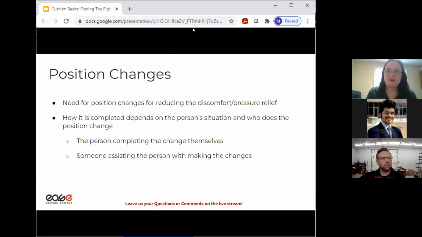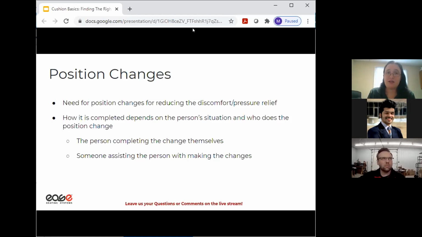So again, people feel like they need to change positions for reducing that discomfort, what we also call pressure relief, so you don't have too much pressure in one area for a long period of time. Now, how you do this completely depends on your own situation and who's doing that position change. Most people out there are able to complete a change themselves. They might cross their legs or uncross their legs, shift their bottom on the chair, scoot forward, scoot back, or even get up and walk, move to a different chair, do something to change that.